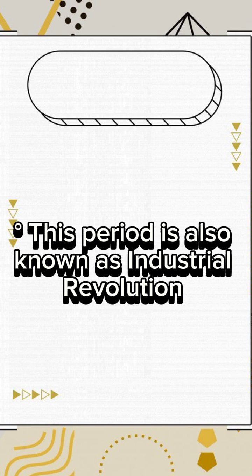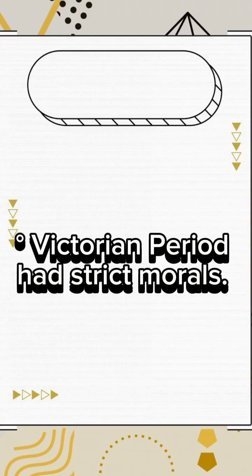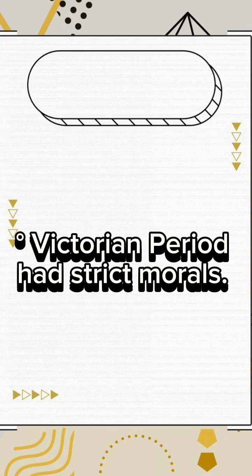Alright, so this period is also known as the Industrial Revolution. This period is also called the Industrial Period. Why? Because obviously in this period factories were common and many people moved from farms to cities to find jobs. The Victorian period had strict morals.